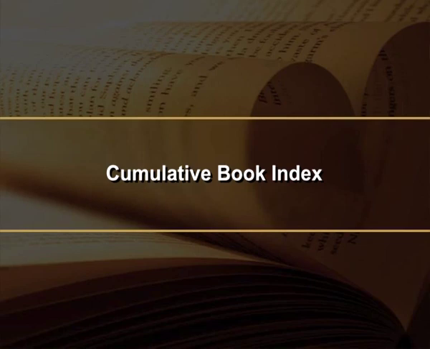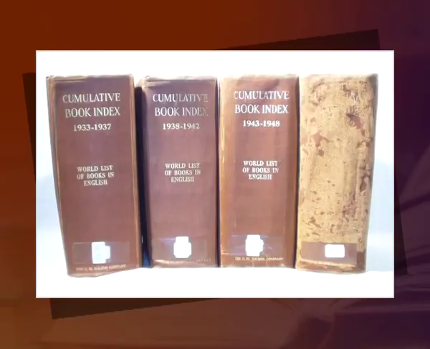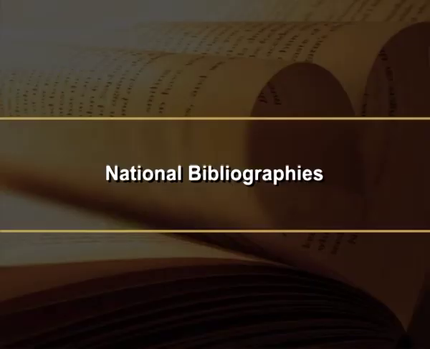Cumulative Book Index. It is a list of books published in the English language and published by the H.W. Wilson Company. It was first published as a supplement to the United States Catalogue. A less frequently updated publication began in 1898. The last volume was published in 1999.